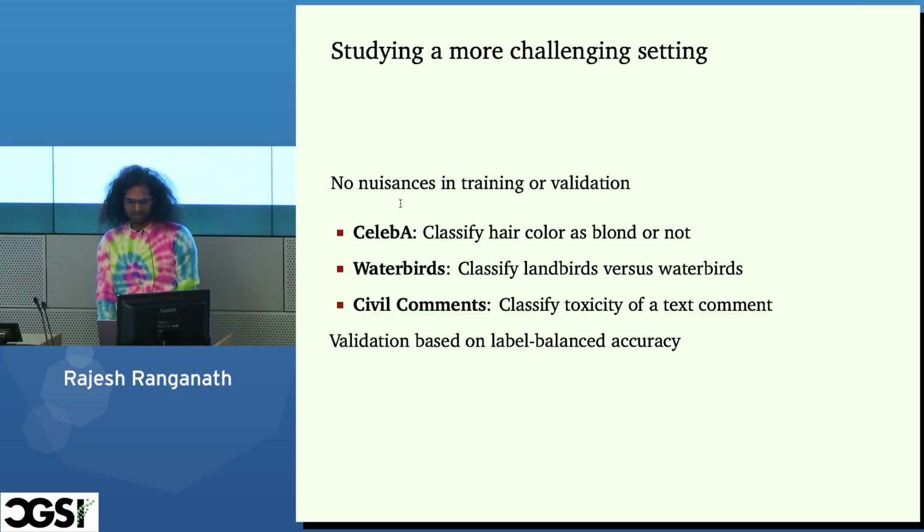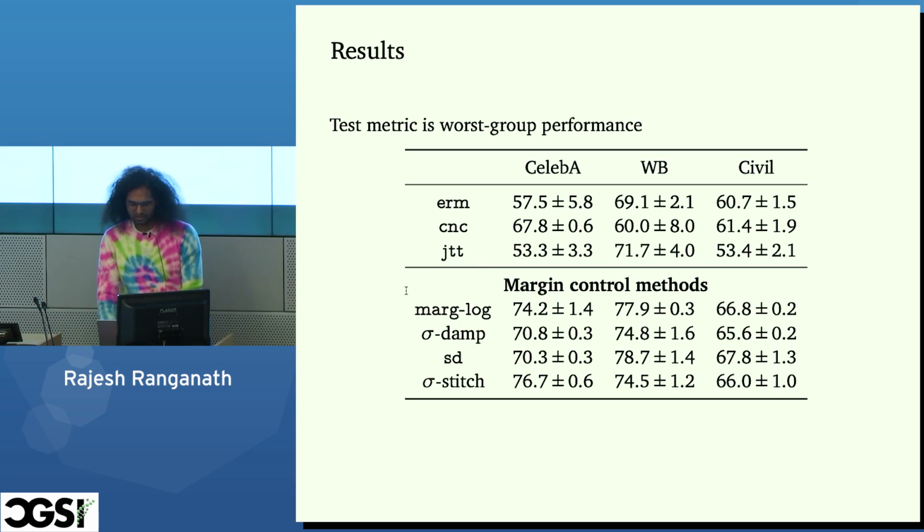And we look at three different data sets. One is CelebA, which is classifying hair color as blonde or not. Waterbirds, which we saw, and CivilComments, which is the toxicity of text. If we look at the test metric as still worst group performance, we can see that all of these margin control methods are better than what's out there, which is what we hoped for because we really understood the inductive bias that leads to these problems. And more importantly, they're about as good as if you give yourself training and validation group labels.